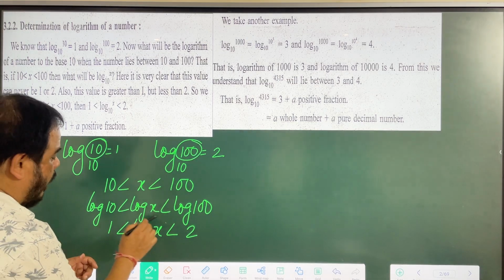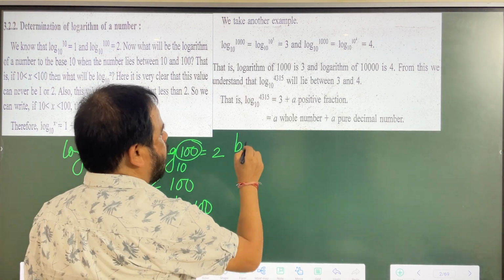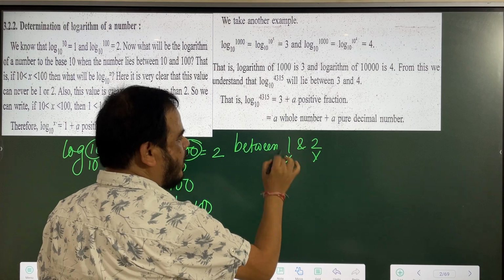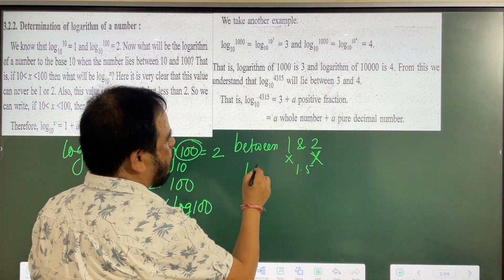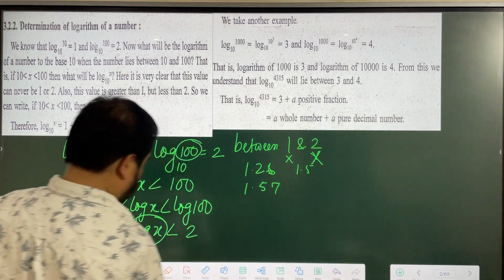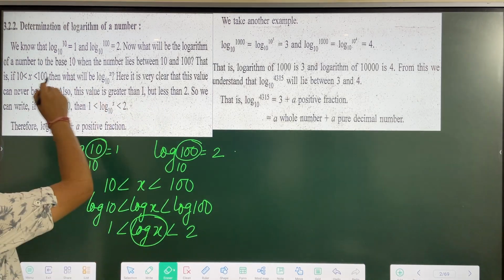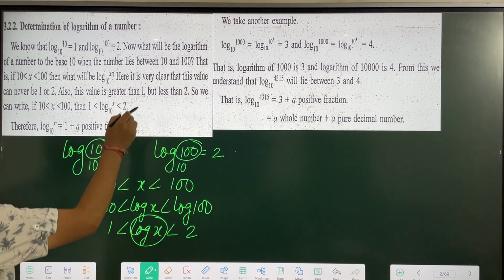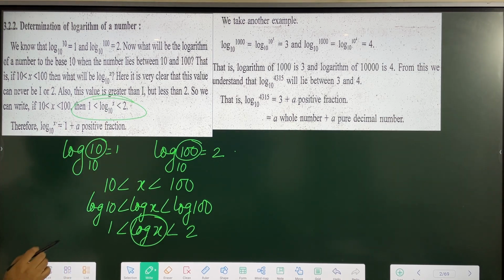That means the value of log x, whatever it is, will be between 1 and 2, neither 1 nor 2. Suppose 1.5, 1.26, 1.57, like that. So this way you will get a number between 1 and 2. So log x base 10 is greater than 1 and smaller than 2.